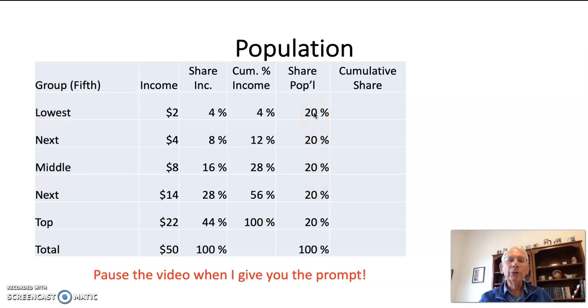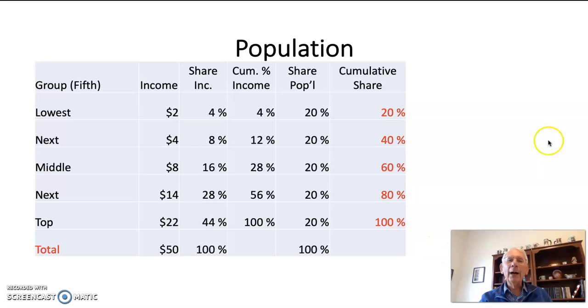So, what I want you to do is calculate the cumulative share of the population. What percentage of the population is in the bottom group, the bottom 2 groups, the bottom 3 groups, the bottom 4, all groups combined. Now, why don't you pause the video and calculate that, write the answers down, and then restart it and see if you got it right. If you didn't, rewind it and see if you can figure it out. Ready? Pause.